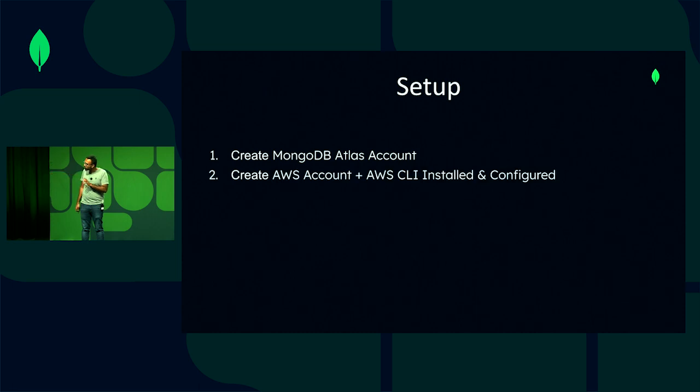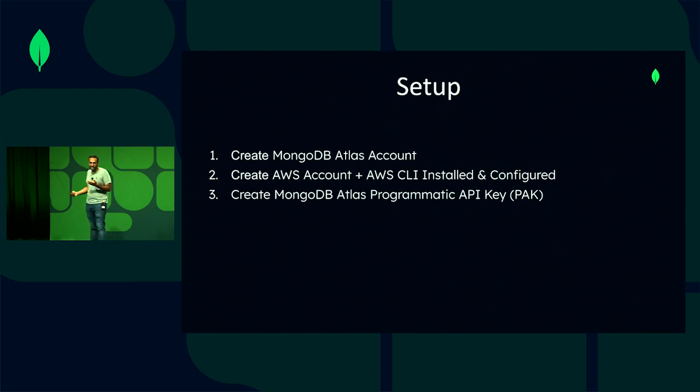So if you want to do this at home, we're super excited just to do a quick setup. So the first thing you need is a MongoDB Atlas account. You can get this on the AWS Marketplace. You'd create an AWS account. You make sure you have your AWS CLI configured with AWS config. You then create your MongoDB Atlas programmatic API keys or PAKs.